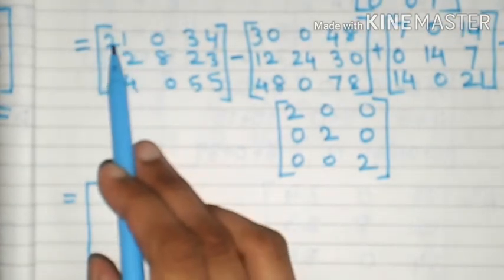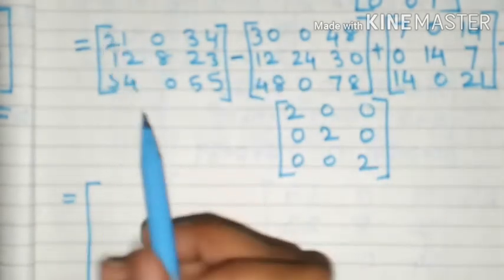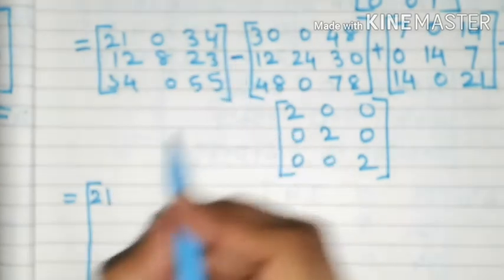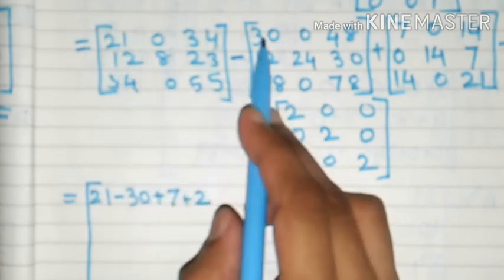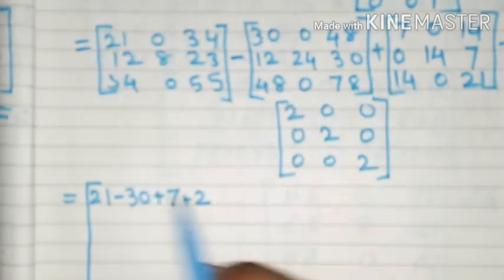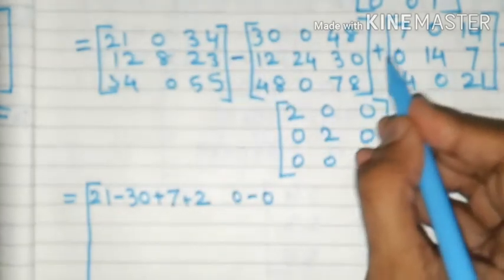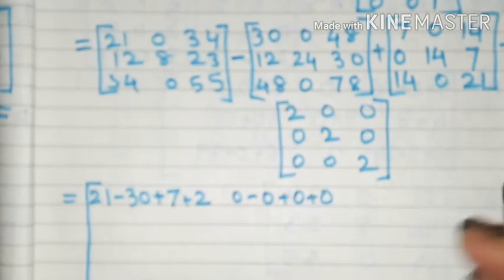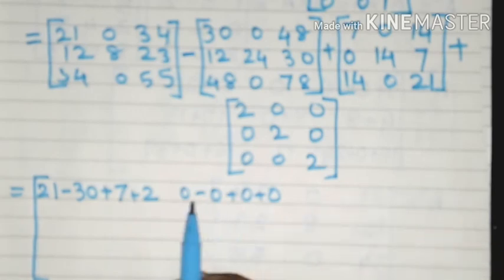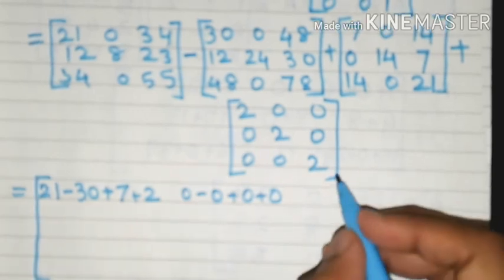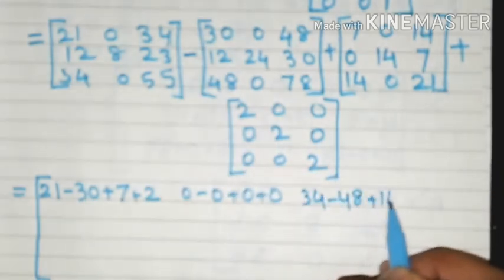Now what we do is, we will have to club all these matrices along with the addition and subtraction. So it will be, the first row first column will be 21 minus 30 plus 7 plus 2. If you see, that's the first row first column corresponding elements. Now let's go to the first row second column. So that will be 0 minus 0 plus 0 plus 0. So I'm showing you all the steps so that you understand what is going on. If you are thorough with this, you can directly write 0 over here. Now let's go to the third row third column. It will be 34 minus 48 plus 14 plus 0.